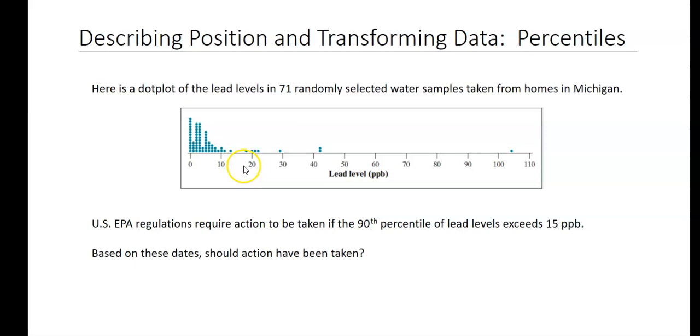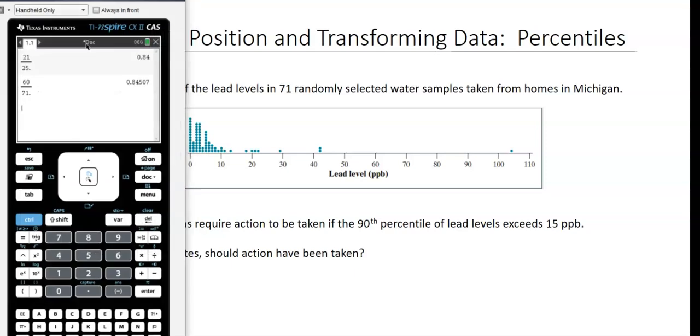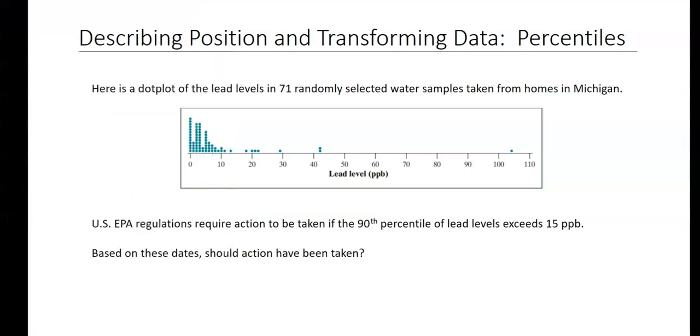So let's see. 15 ppb is right there between 10 and 20. There are 1, 2, 3, 4, 5, 6, 7, 8 values above. So out of the 71, that would be 71 minus 8. So there are 63 values that are at or below 15 ppb. They're actually all below, but 63 divided by 71 is 88.7, so the 88th percentile.